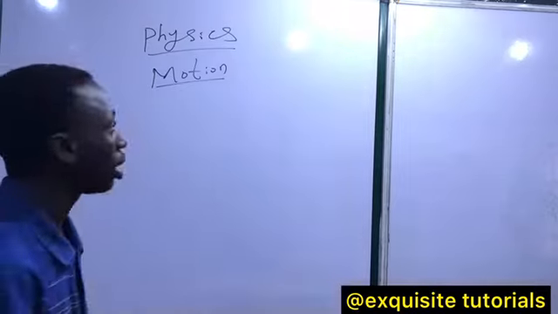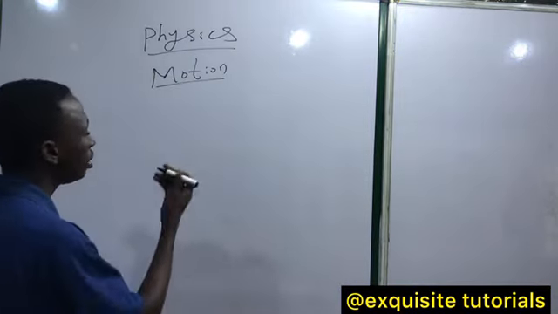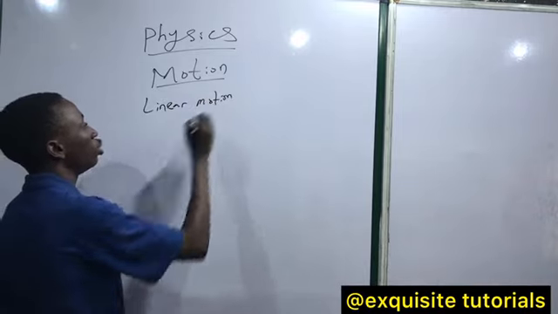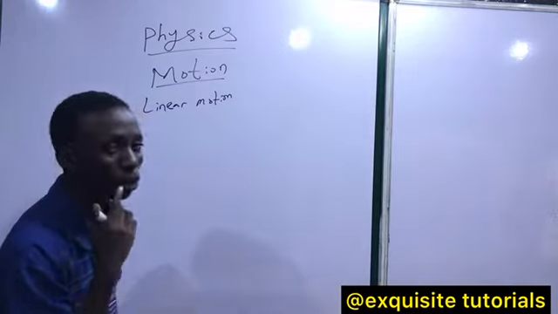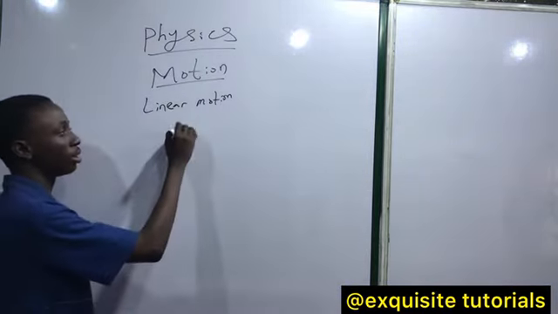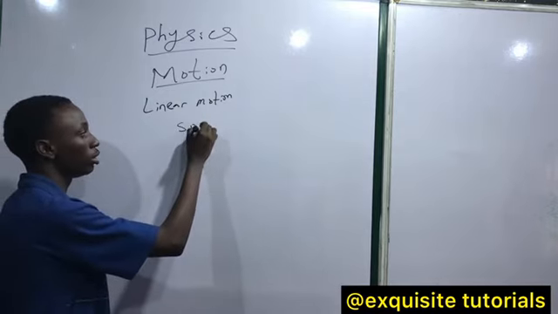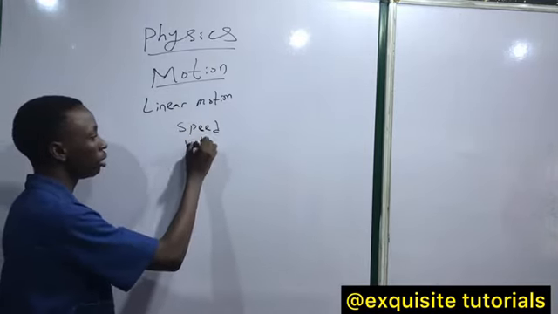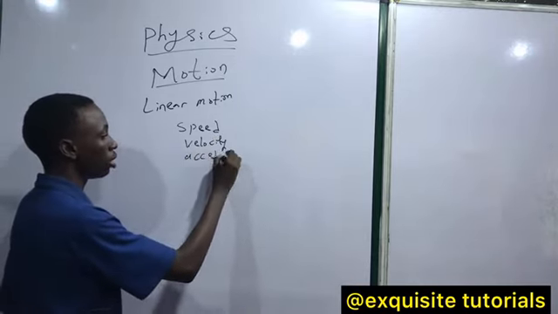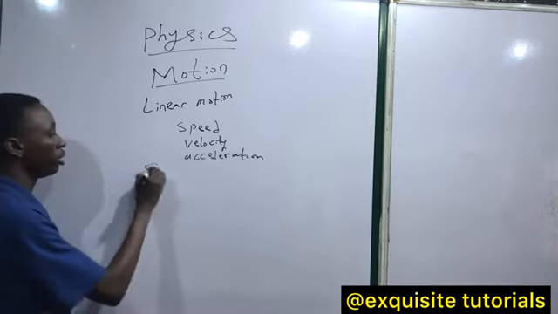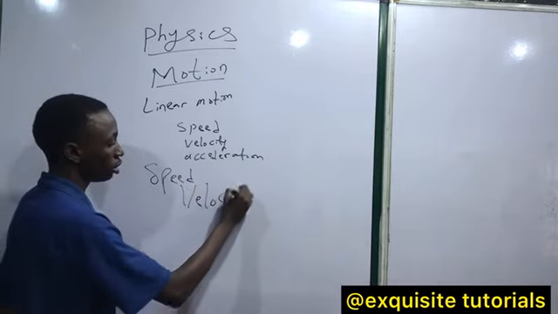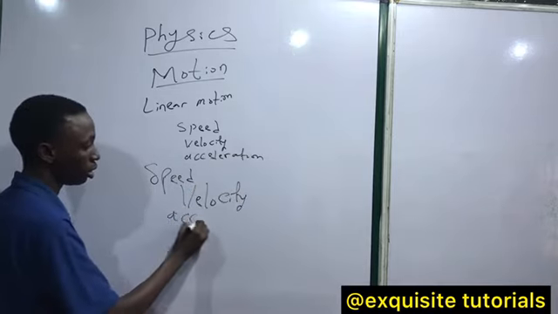Okay, we're going to be starting with the normal linear motion as we know it. The normal linear motion, that is the normal motion on a straight line. Therefore, we have terms that we usually use to define that motion. We talk about speed, we talk about velocity, and we talk about what? Acceleration. That is speed, velocity, and acceleration.